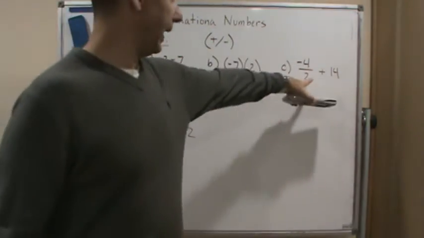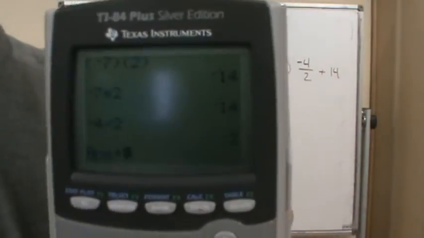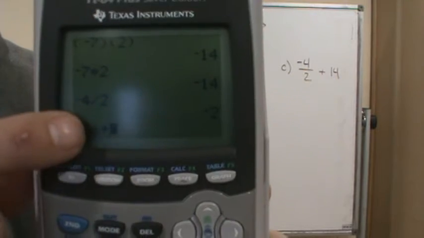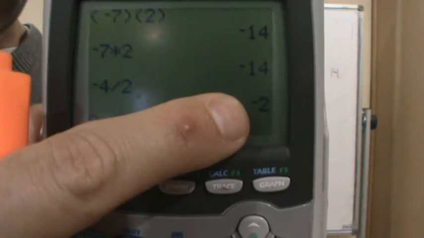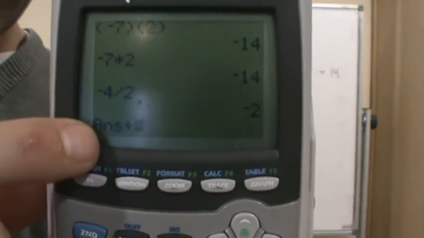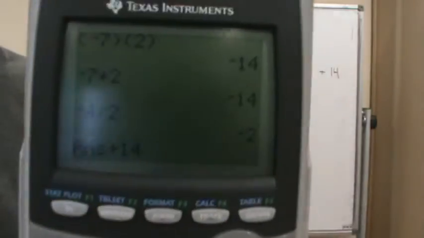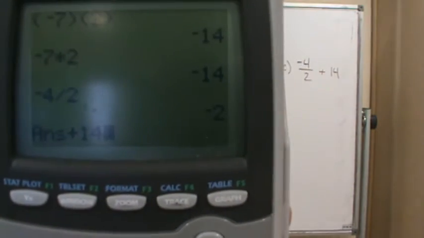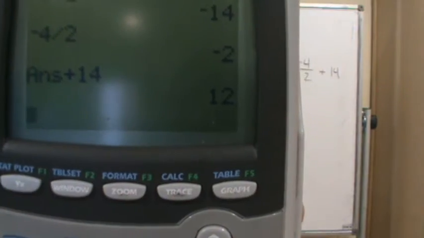Now, I'm going to add the 14. So if I push plus, now it takes the answer. What's the answer? The answer from here, negative 2, it's going to take this answer and add 14. Okay, and so now I get 12.